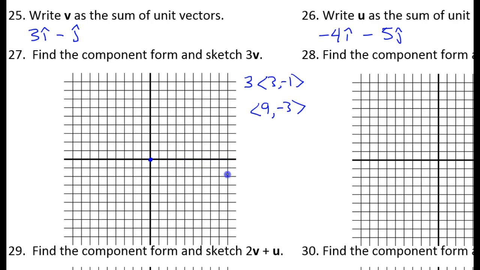All right, so right 9 and down 3. So this would be a sketch.